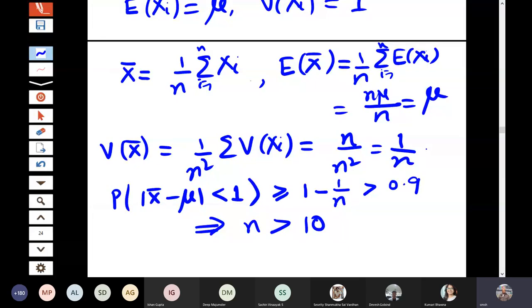Now I apply the Chebyshev inequality straightforwardly. The probability of mod x bar minus mu less than 1 is greater than or equal to 1 minus sigma square by k square. Sigma square is 1 by n, k is 1, so it is 1 by n. And we want this to be greater than 0.9. So that gives you n greater than 10. Is that okay? Yes, sir.